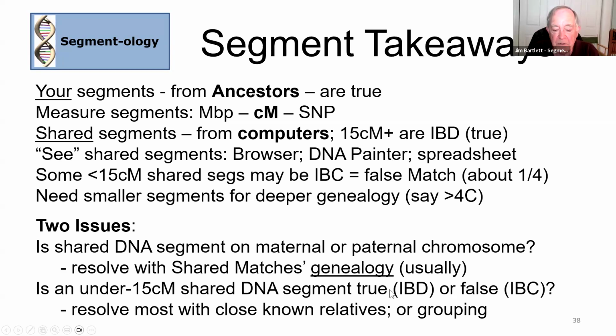Under 15 centimorgans, you need to figure out, are they true or false? And you resolve that with known relatives too, or grouping methods. And I'll talk about grouping methods. I think we're going to have a little bit of time to do that. And decide whether they are true segments or not. If you have a big knot of these, a big group of them, and you can figure out the relationships, you can be more confident that the segments are true. And if you stay above 15 centimorgans, you don't have to worry about this at all.